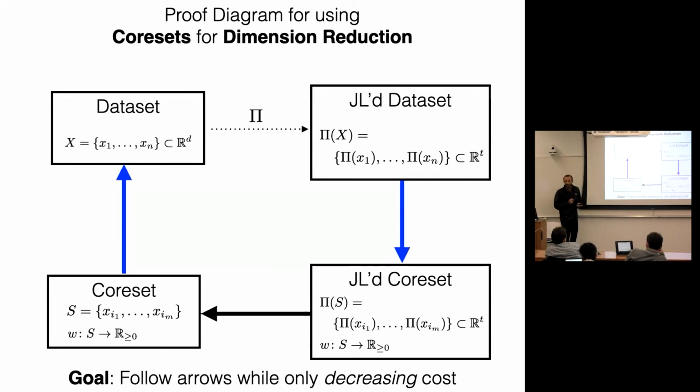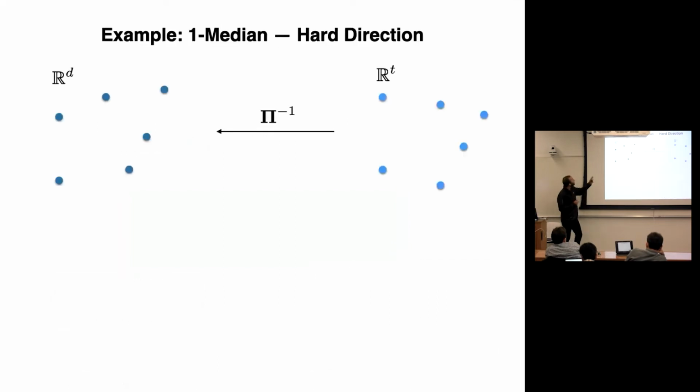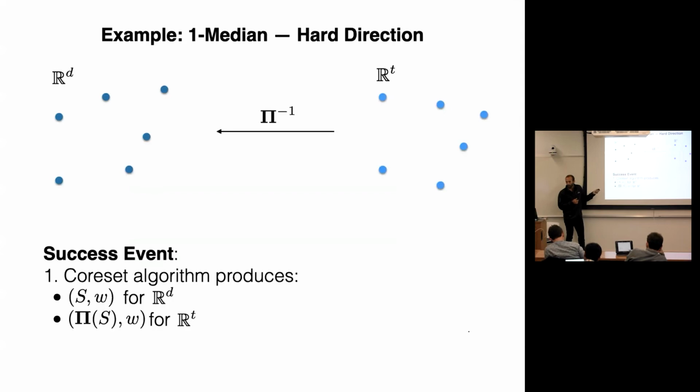Okay, so that was the plan. Now let's do this plan for the one median problem. I'm just gonna run through the diagram that I had. What's my success event? So I sample pi, I need to identify the properties, and then if these properties succeed, then I can peel back every point.